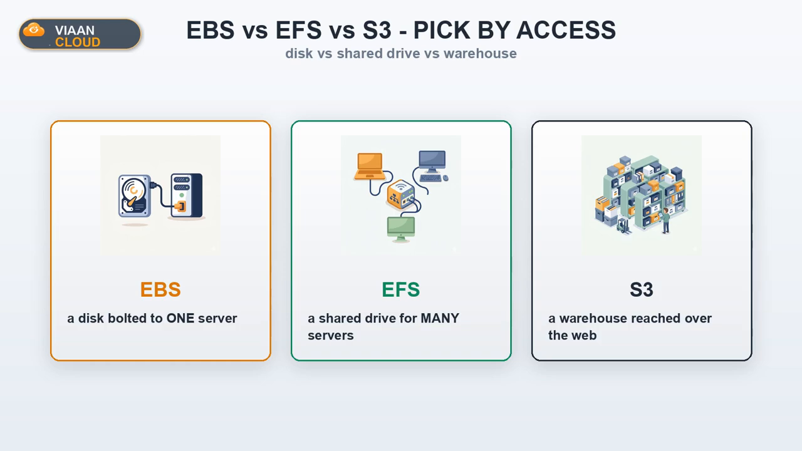Quick recap of storage, by how you reach it. EBS is a disk bolted to one server, block storage. EFS is a shared drive many servers mount at once, file storage. And S3 is the warehouse you reach over the web, object storage. Same data, 3 very different doors.